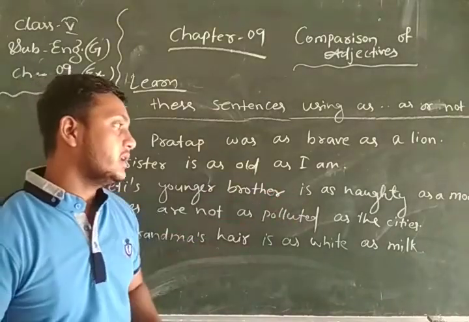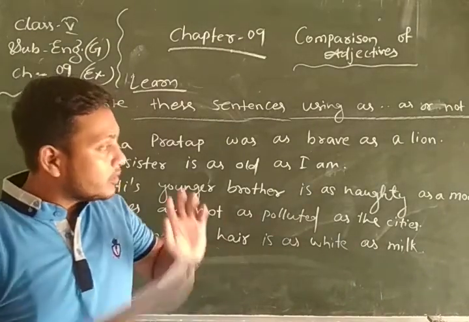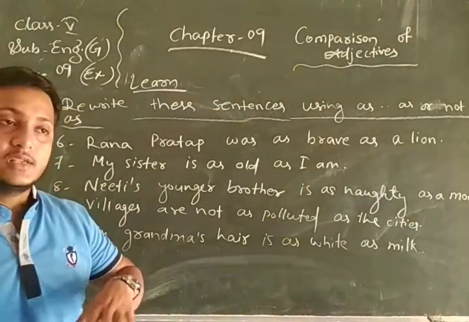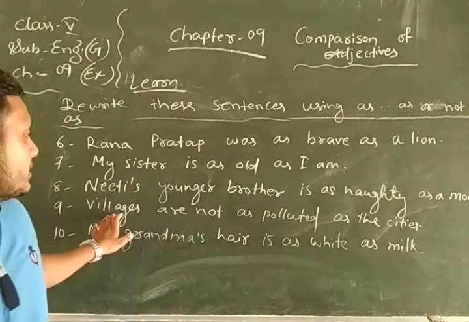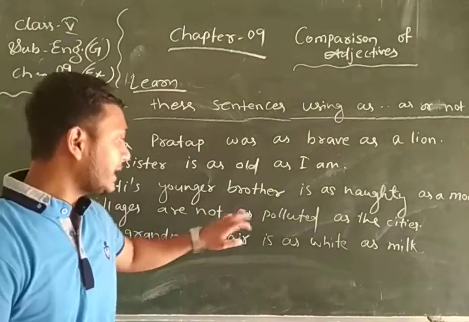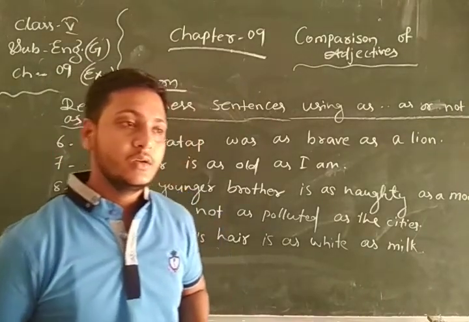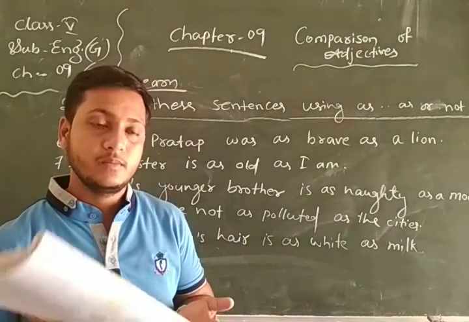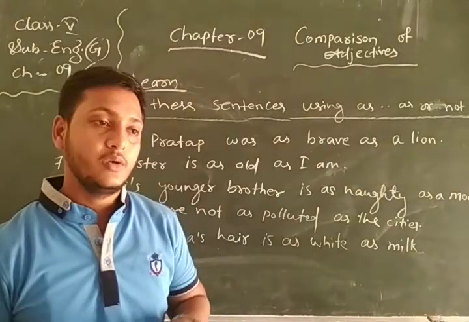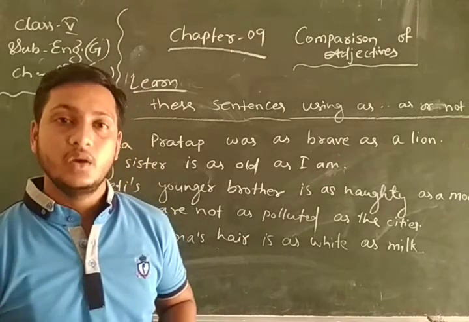Niti's younger brother is as naughty as a monkey. So how is a monkey naughty? Okay, we know. So as a monkey, Niti's younger brother is like a monkey. It means he is also naughty like a monkey. Villages are not as polluted as the cities. So as the cities are polluted nowadays, where we can't see any pollution in the villages, or we can see less pollution, the villages are less polluted nowadays compared to the city one.